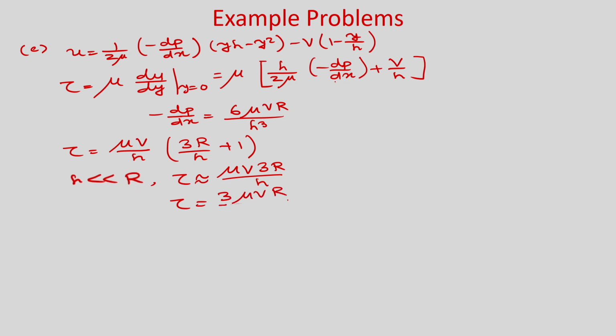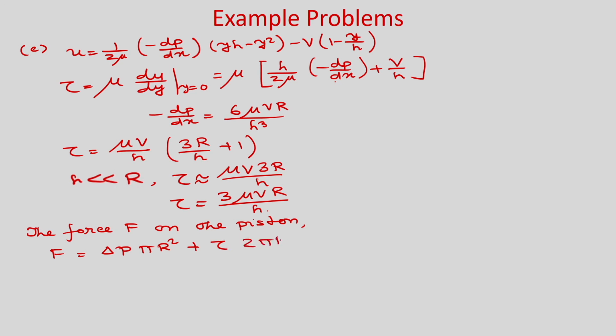So, tau we can approximate as mu V into 3 r by h, that means tau is equal to 3 mu V r by h. So, now the force F on the piston we can calculate as follows. There is a pressure gradient, so due to that you will get delta p into pi r square, and due to the shear stress you will get tau into A. So, A will be just twice pi r into L, where twice pi r is the perimeter and L is the length.